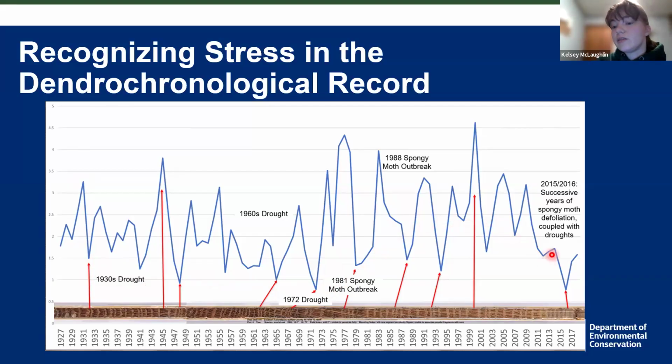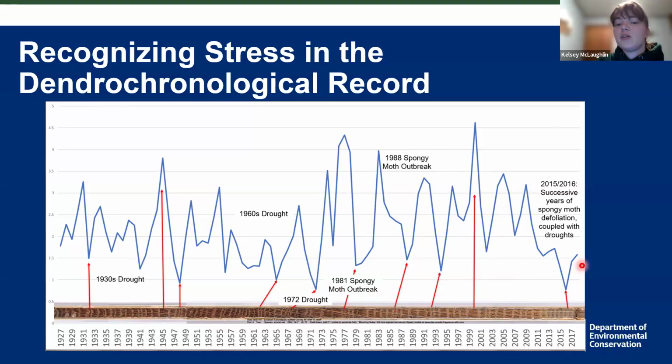So this was a core I took for an oak decline project, where you can see here in 2015 and 2016, it was both spongy moth and drought that really knocked down this tree, and this tree was actually dead whenever I cored it. But you can see that's the lowest growth it's had since the 70s. So we can do it for very specific things where we kind of know or suspect that something is happening. But we can also do it to kind of go back and see when something emerged.